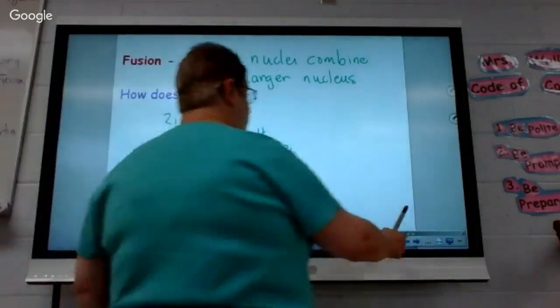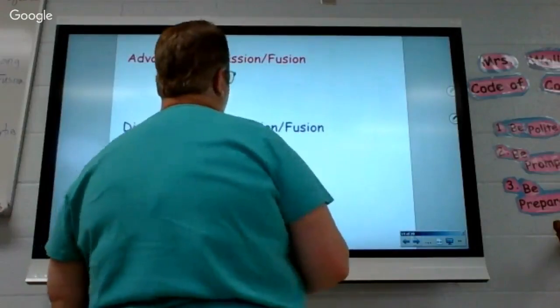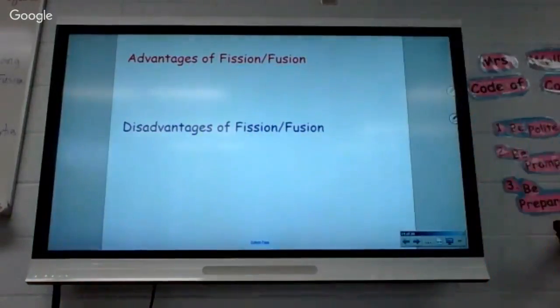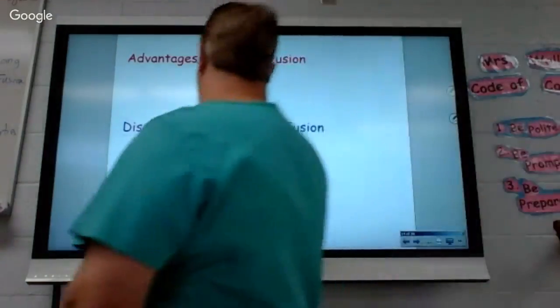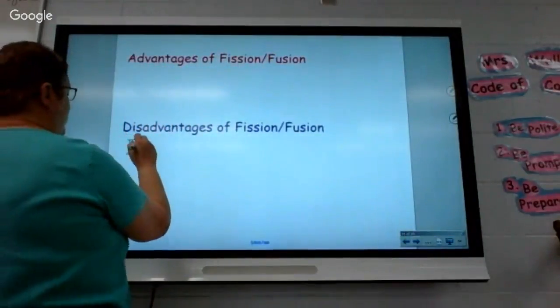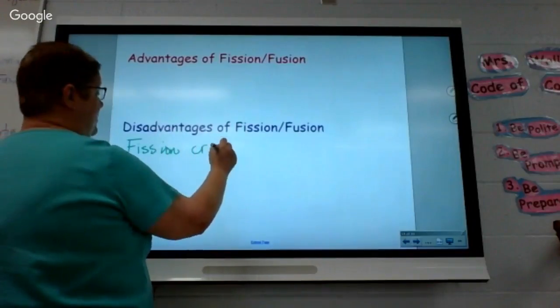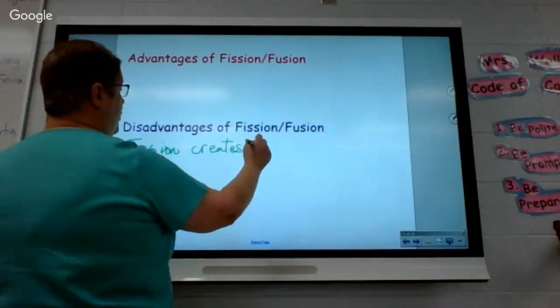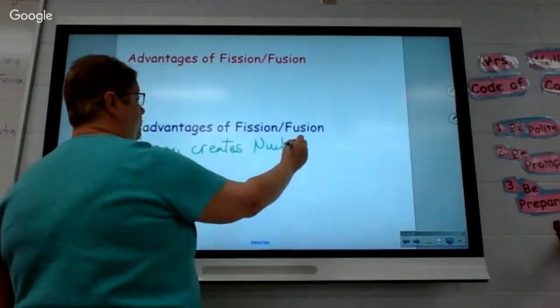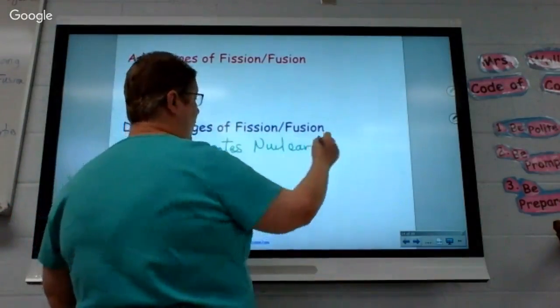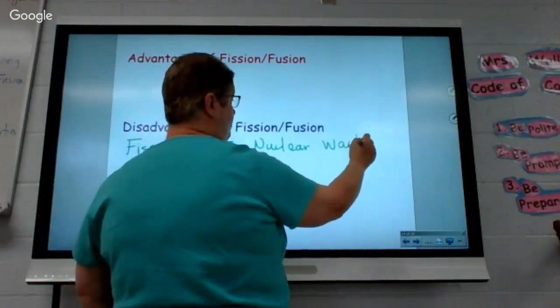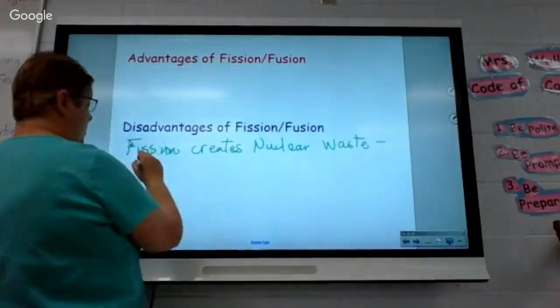All right. So, tell me some of the advantages of fission and fusion. Why do we use one versus the other? Now, the biggest disadvantage of fission is that fission creates nuclear waste. Okay? It must be stored.